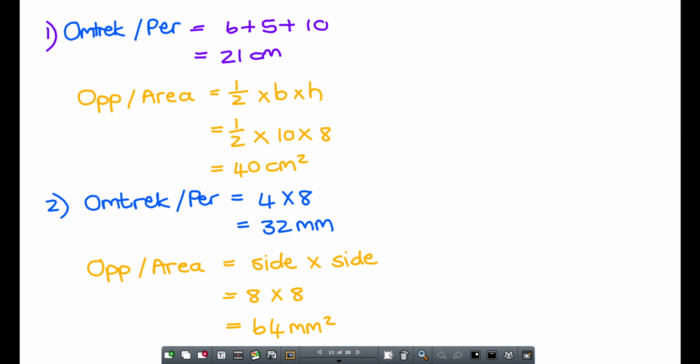Okay? Right, then number 2 was the perimeter of that square. Now you could have said 8 plus 8 plus 8 plus 8. I took the shortcut by saying 4 times 8. Okay? And that gave me 32 millimeters. Then the area of a square would be side times side. So 8 times 8, and that gave me 64 millimeters squared.